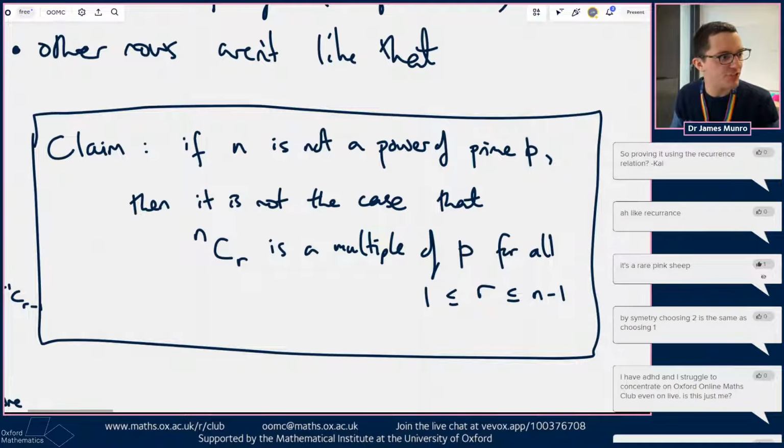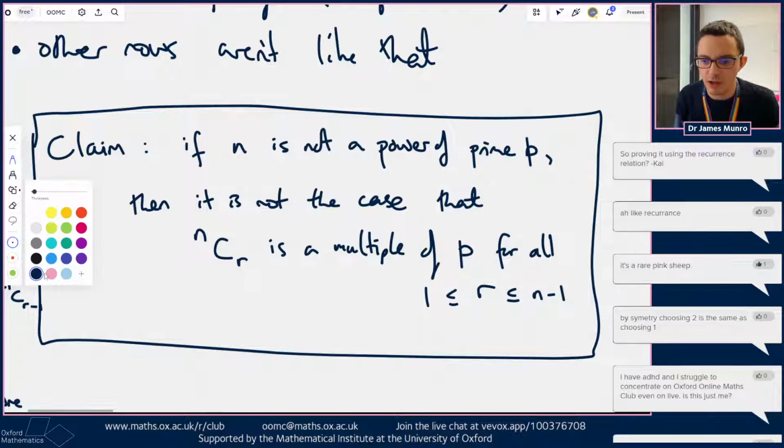Okay, just in chat, to prove it using a recurrence relation, I'll do something a little bit different from that, I think. I want to dig into what n choose r really means, and what it means for n to not be a power of prime p. Let's break those things down. So I'm looking at not a power of prime p, because the powers of prime p are very interesting. They look like they're going to be the ones where everything's a multiple of p. The other ones are interesting to me too. Everything's interesting to me, I guess.